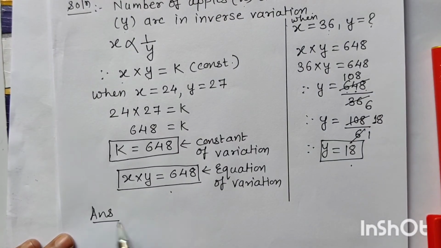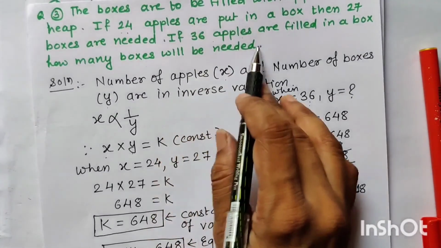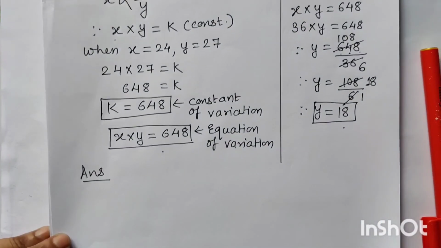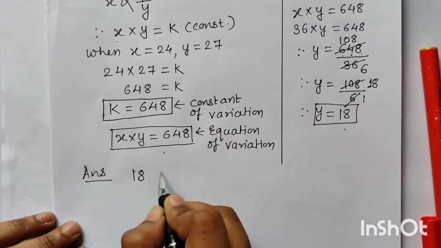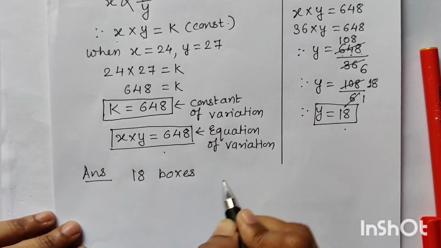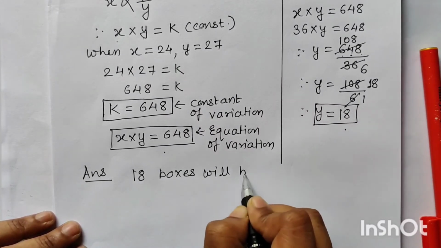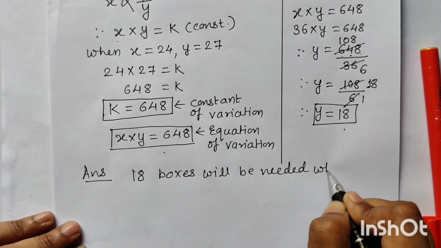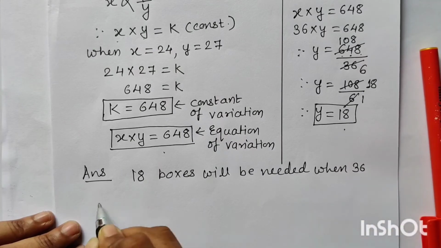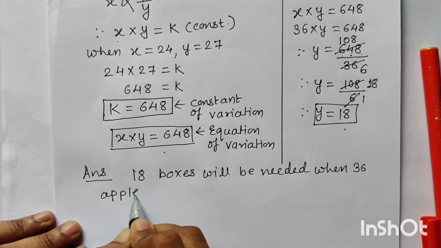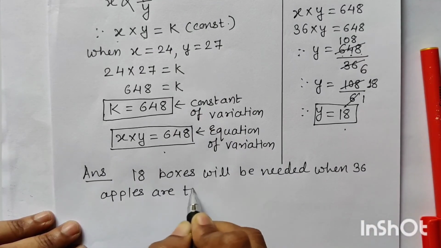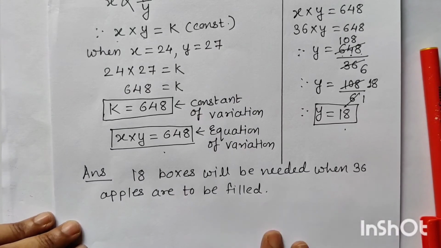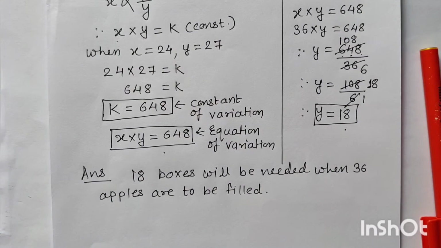Therefore, how to write the answer? If 36 apples are filled in a box, how many boxes will be needed? So, 18 boxes will be needed when 36 apples are to be filled. Okay, so in this way write the answer in the statement form.